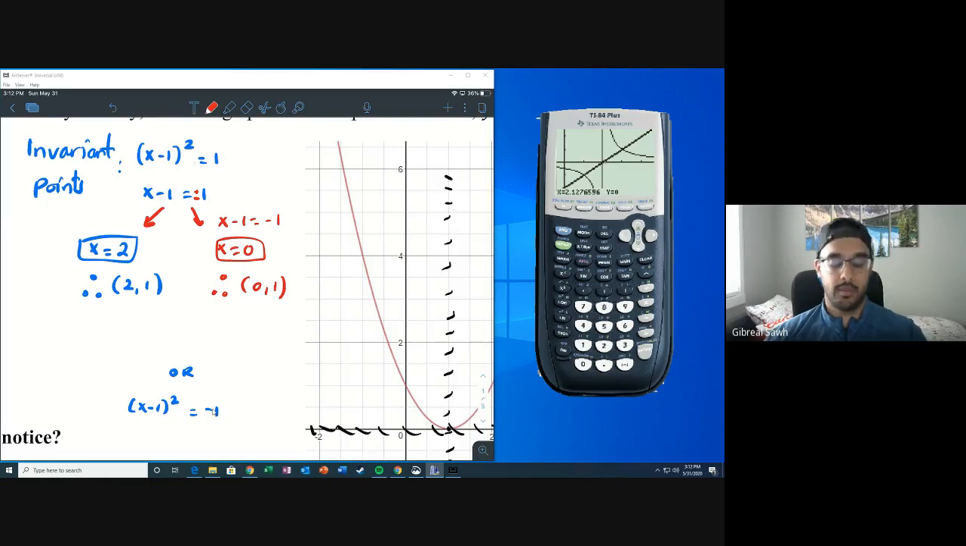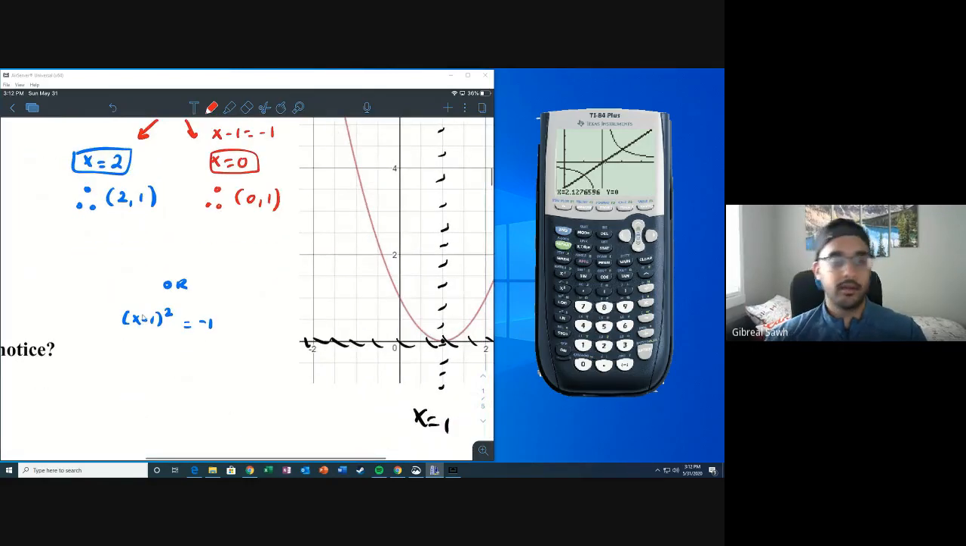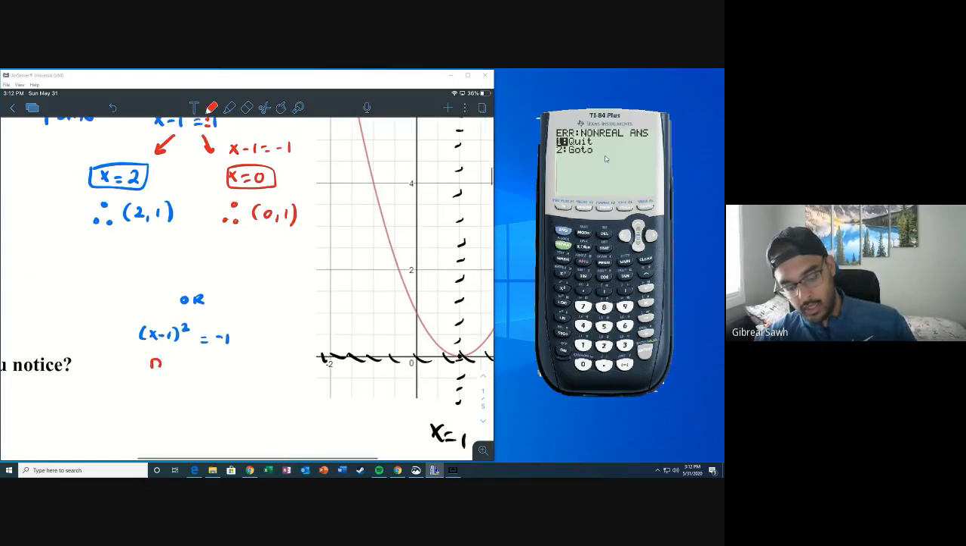Now I can go talk about this one. So underneath, if I try to square root both sides to get x by itself, we know we run into a problem. I cannot, in our real number system, take the square root of -1. I get a non-real answer. So this doesn't actually exist. There is no value of x here to satisfy this equation. I still do have two invariant points, but they only come from one of the cases. I'm not going to have a point where y is equal to -1.